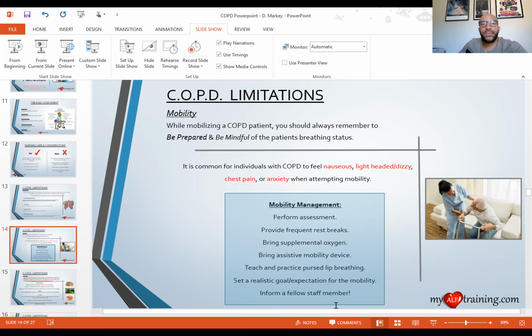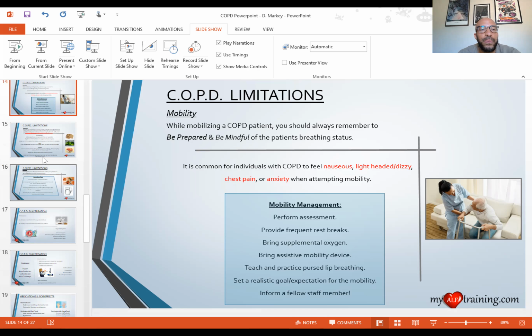So that is our COPD limitations, mobility planning. That's how we should handle becoming mobile with this patient.